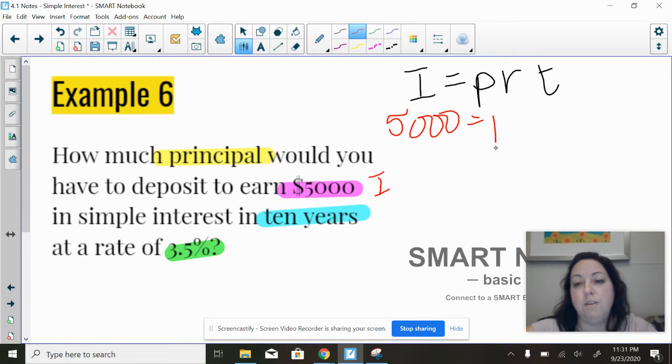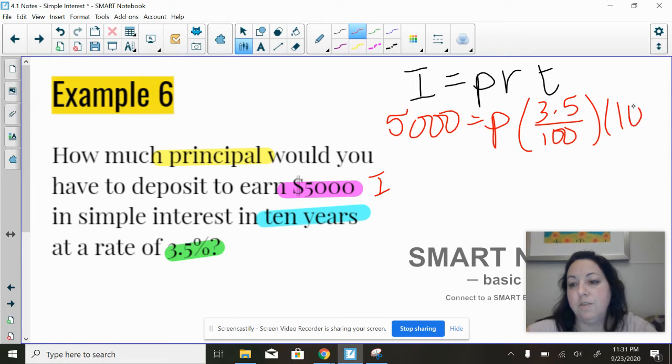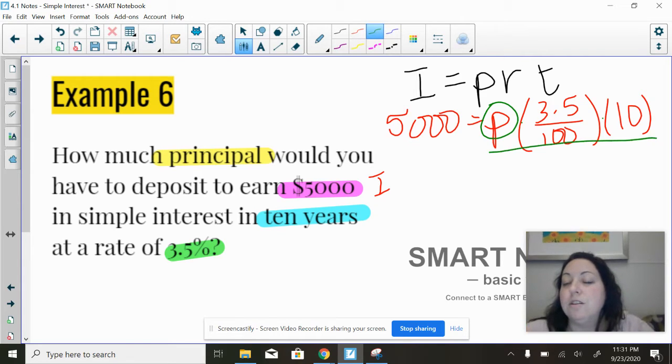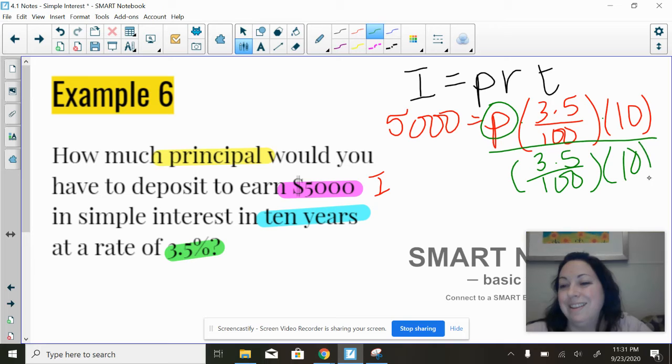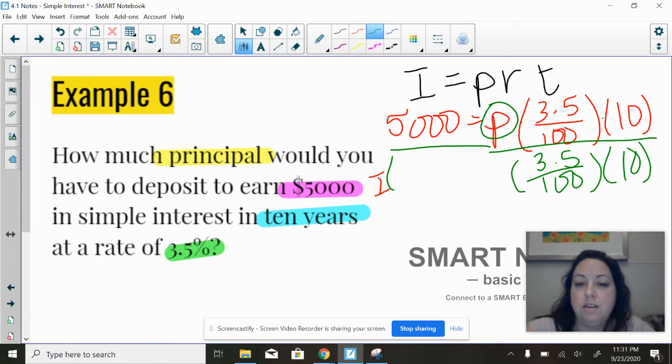So I need to figure out how much I'm going to deposit. That's my principal. My rate is going to be 3.5%, and my time value on this one is 10 years. So I'm going to get the principal all by itself. I've got to get rid of the multiplication happening with the rate and the time, so I'm going to divide by both of these numbers, 3.5 out of 100 and 10.